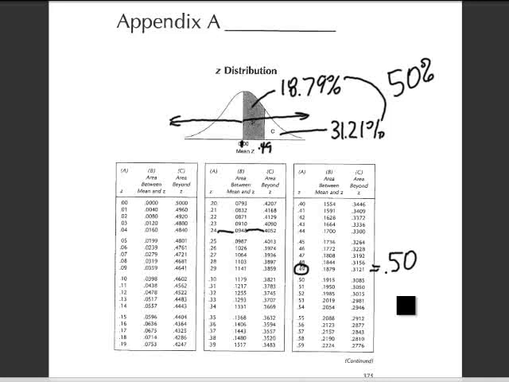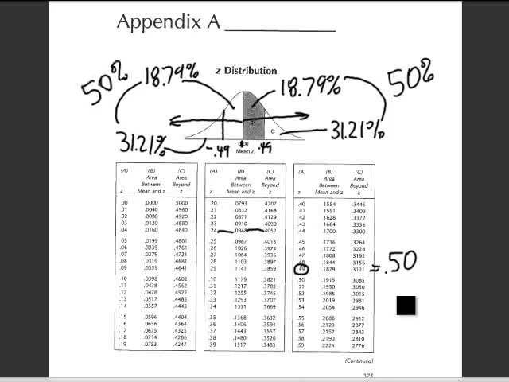So let me try to draw this fairly close. If this is a z of minus 0.49, what the table tells us is that 18.79% of the scores are here, and 31.21% are here, and if we add these up, that equals 50% of the scores. So if we add both of those 50% up, we've accounted for 100% of the scores.